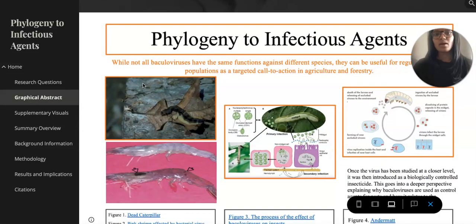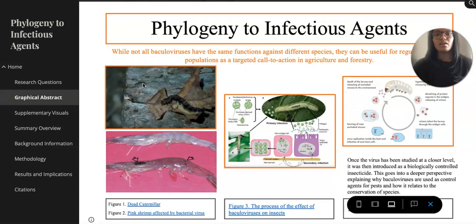So quickly looking at my graphical abstract, I began this with two images, one of larva and then the other of pink shrimp, both affected differently by NPV, control agent later on, which brings up questions of conservation as well.